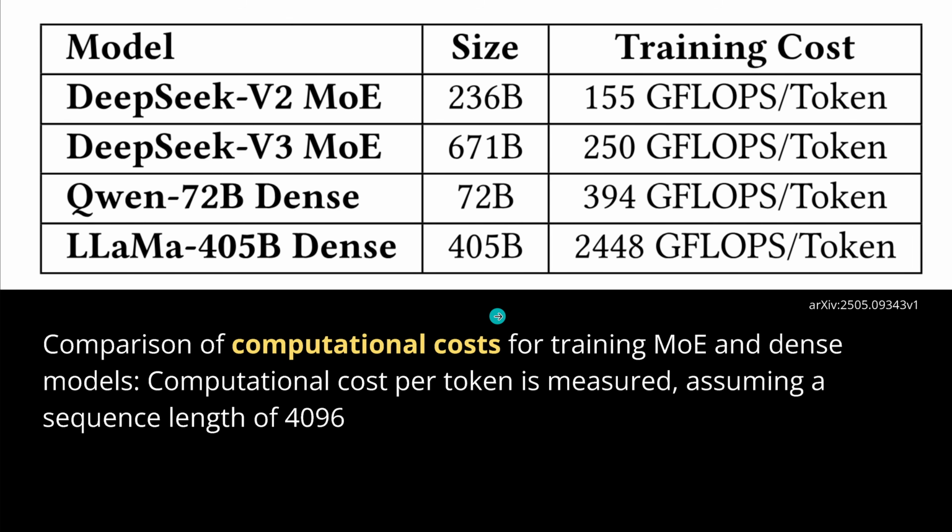Talking about costs, this is a new study that shows us, look, if you compare the DeepSeek version 2 mixture of experts with the version 3 mixture of experts, you remember the size increased significantly from 236 billion to 671 billion. But look at the training costs. Even though the model size exploded, we are still in the same region with the training costs per token. And just as a comparison, look at the dense model, a Qwen 72B. I mean, this is less than a tenth of the size, and we have comparable training cost.